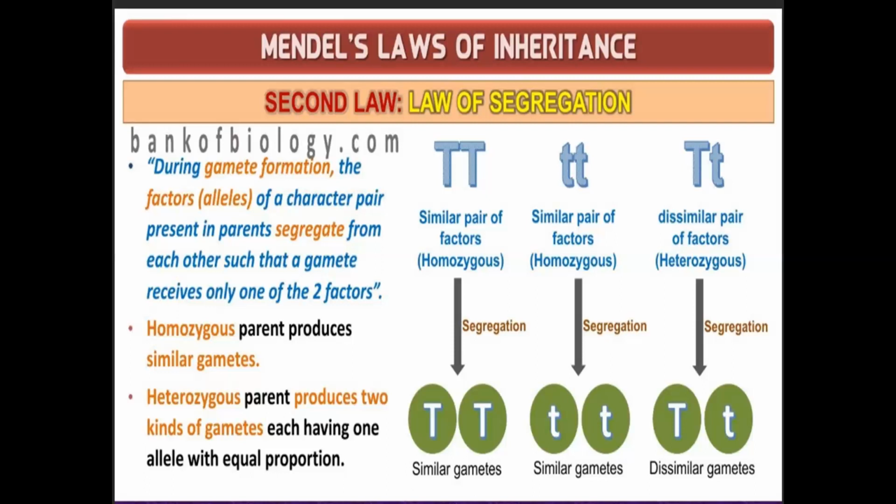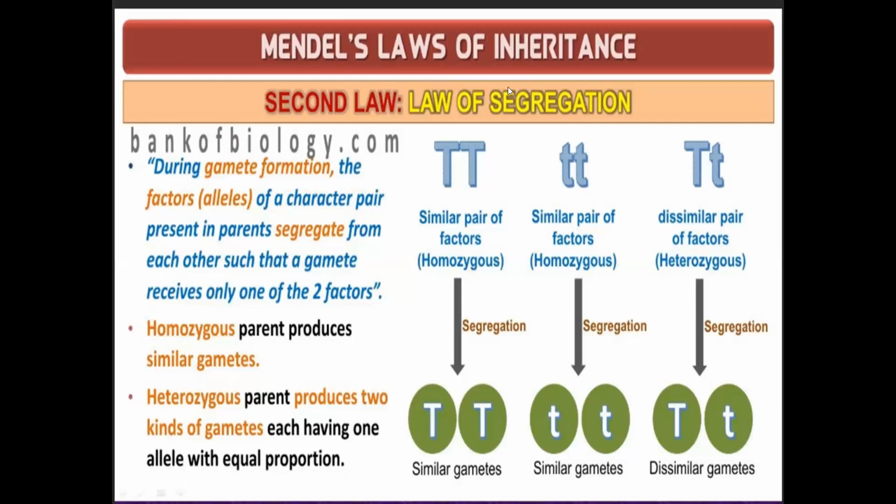Heterozygous Tt will produce two kinds of gamete. One gamete will carry the character for tall and the other will carry the character for dwarf, produced in equal proportion. 50% of the gametes will be tall and 50% will be dwarf, not 75-25. So this is the law of segregation.